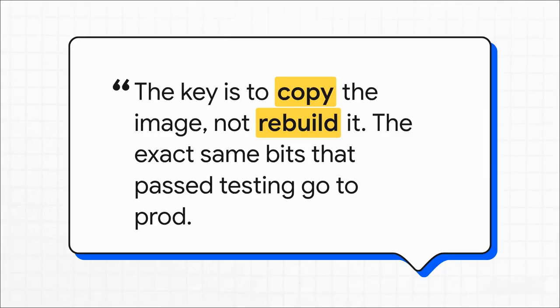Okay, listen up, because if you take away only one thing from this, let it be this. You copy, you never, ever rebuild. Why? Because when you rebuild, you introduce variables. Maybe a build agent has a different OS patch, or a base image got updated. Those tiny differences, that's where the nightmare bugs that only show up in production come from. Copying ensures the exact same collection of bits that passed all your tests is what you deploy to your customers, period.